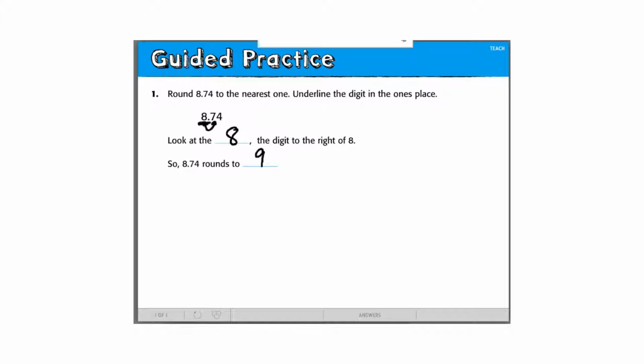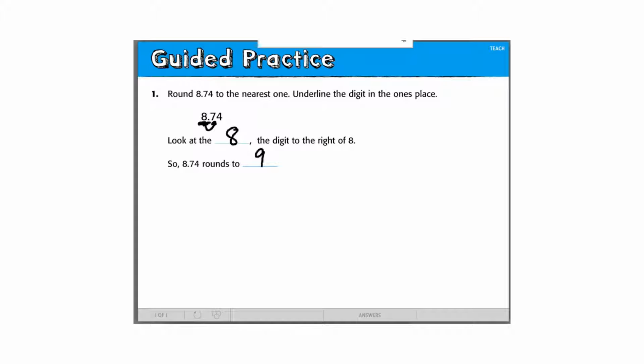But even the rules didn't change. 4 or less, you give it a rest. 5 or more, you up the score. Those rules did not change. Those stayed exactly the same. The only difference is what you're looking at when you're underlining. So you're going to look at a different place value. That's the only difference. Please don't get confused. Everything else is the same.